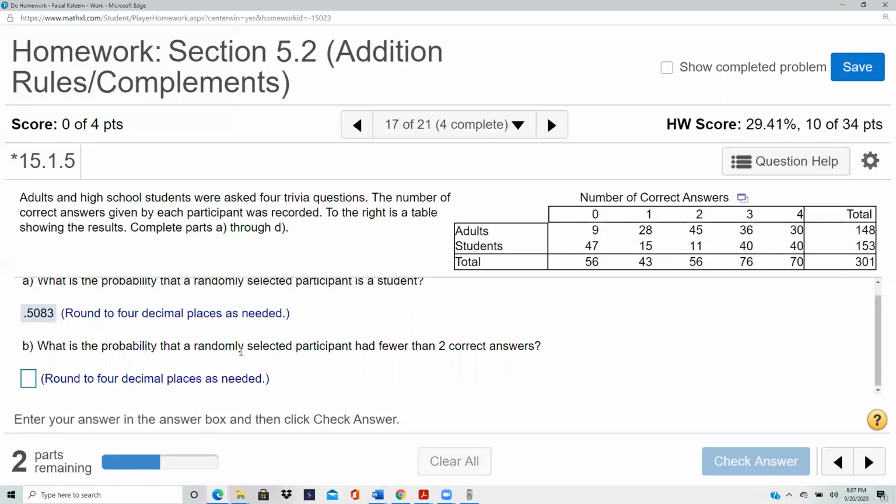What's the probability a randomly selected participant had fewer than 2 correct answers? So fewer than 2 means 0 or 1. So these two total the 0. This is the total of the 0 answers, and this is the total of 1 answer. So 56 plus 43 is 99. And the total is 301. So 99 divided by 301 is 0.3289.